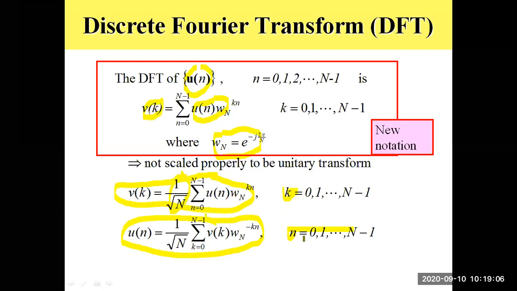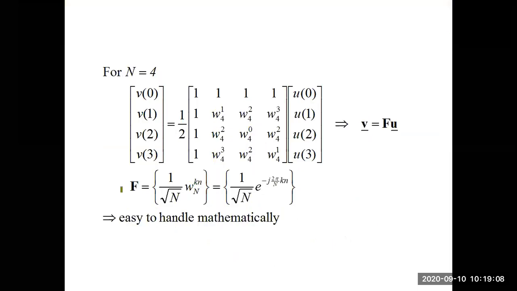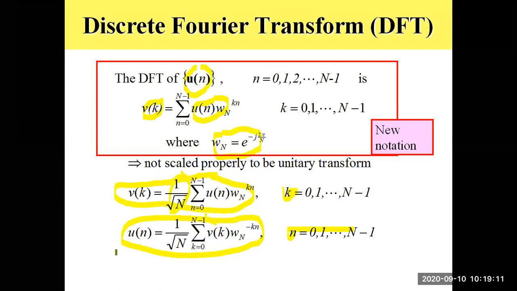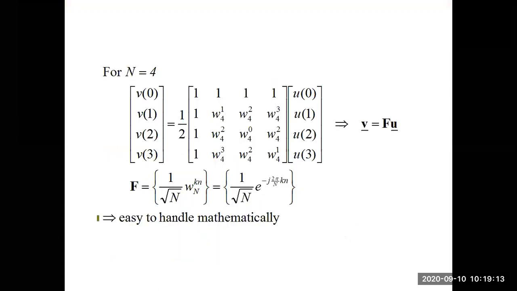In the single domain we use time; in two dimensions it is spatial. Next, suppose I form the same expression in matrix form. Suppose F is my Fourier transform matrix. What is my Fourier transform? It is 1 by square root of N multiplied by these coefficients. By knowing these component values, we can form our discrete Fourier transform.